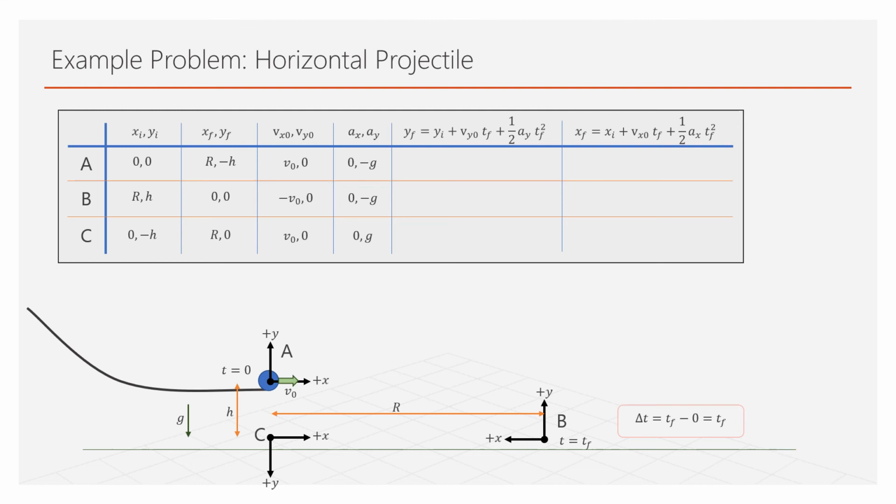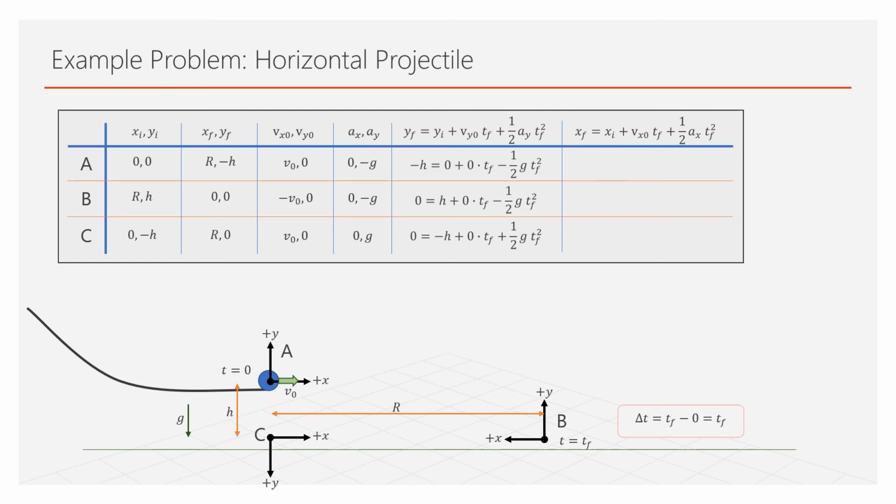All we have to do now is plug in the values for each row into those equations. For the first one, we get this. y_f is negative h, y sub i is 0, v sub y0 is 0, and a sub y is negative g. We can then do that for the other two coordinate systems. We get this and this.